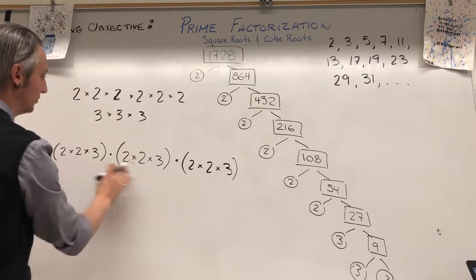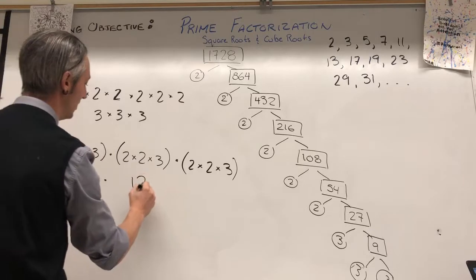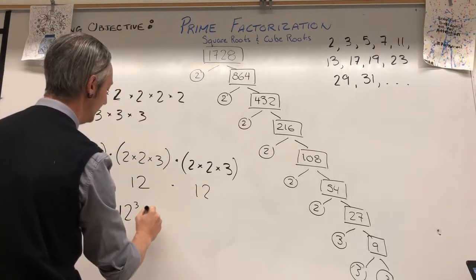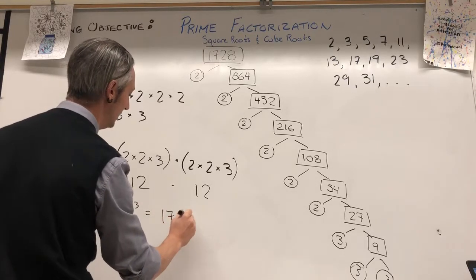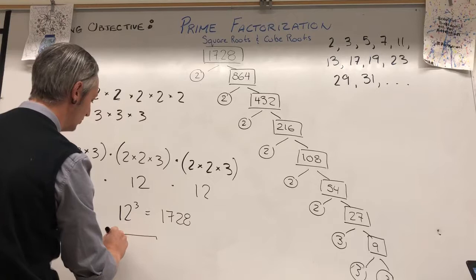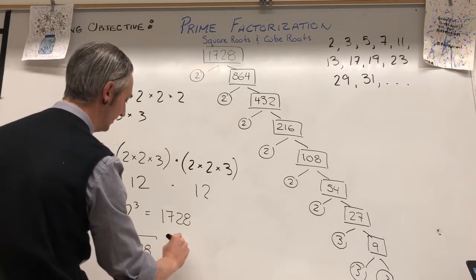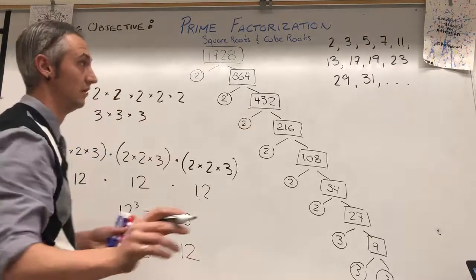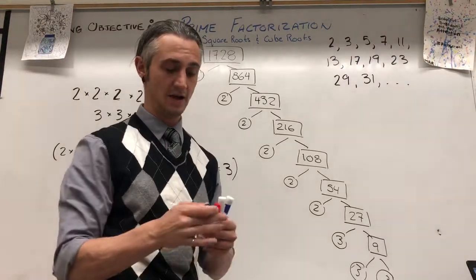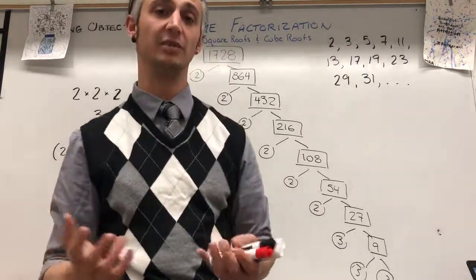And then I multiply each of these together. 2 times 2 is 4. So it's 12 times 12 times 12. Or 12 cubed is equal to 1728. Or the cube root of 1728 is 12. Done. That is cube roots, square roots. And this leads us, like I said, into more complex discussions, but it's a good starting point.